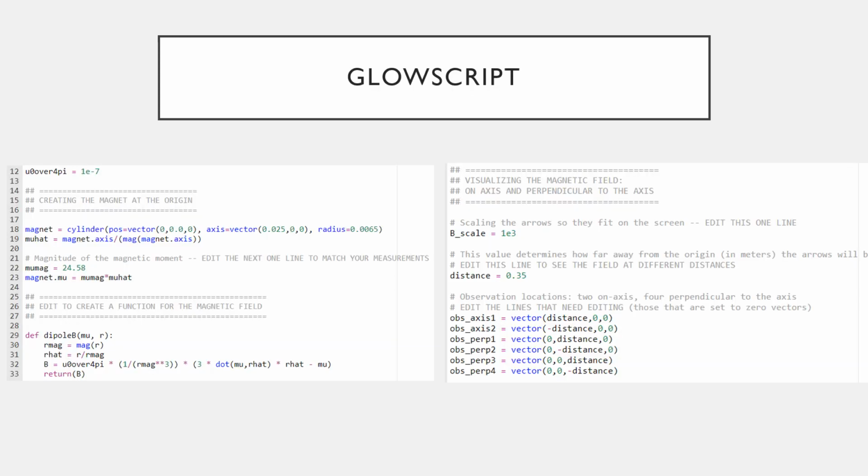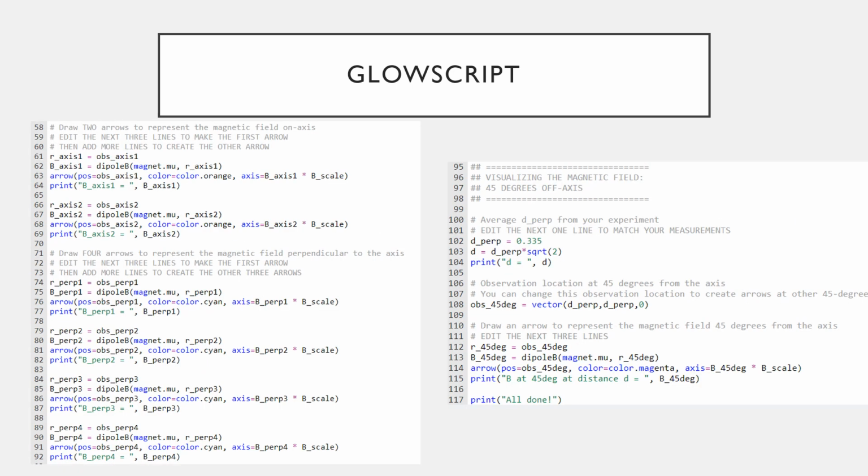This is the first part of the GlowScript code. So here we just have some initial conditions with mu 0 over 4 pi and the mu of the magnet, which I calculated to be 24.58. And then below that we have the function implementing the formula for the magnetic field of a dipole. And then on the right we just have the scale that was used to view the arrows on the screen and the distance that we were observing them from, followed by initializing the vectors for each of the different arrows.